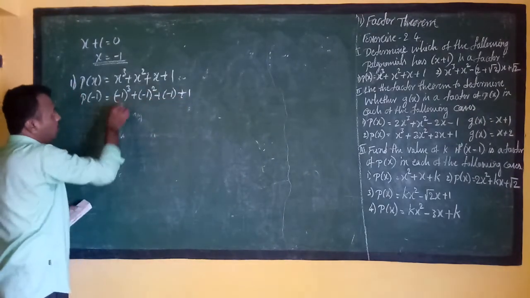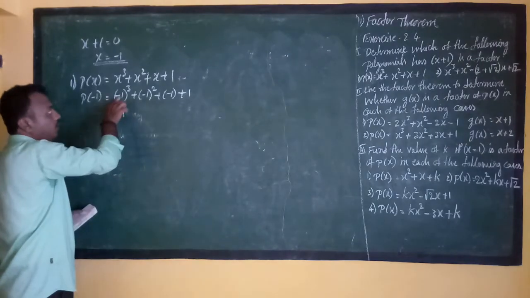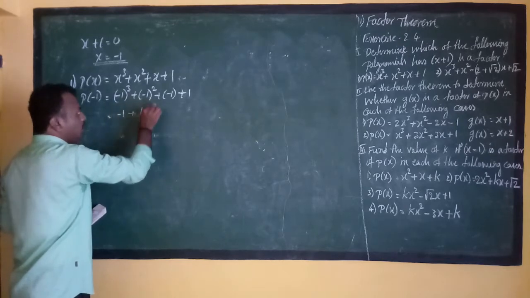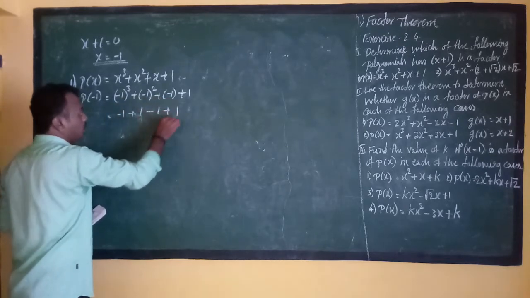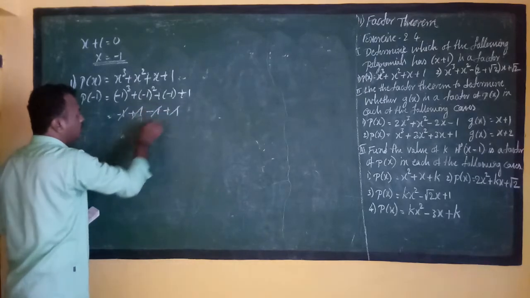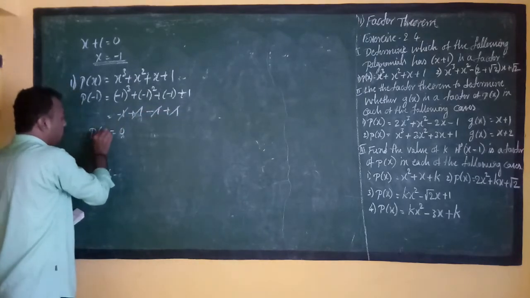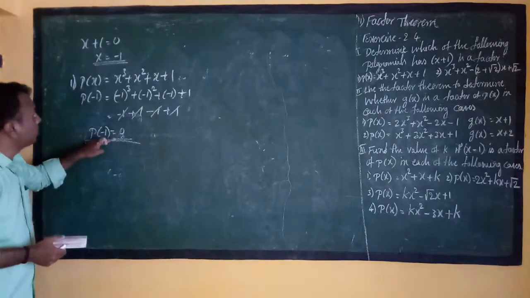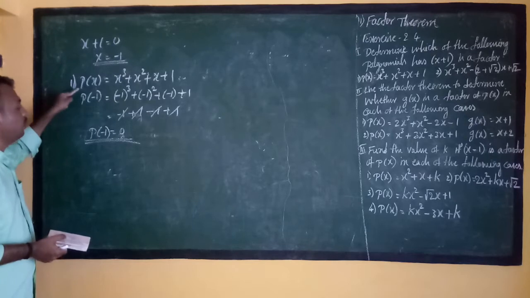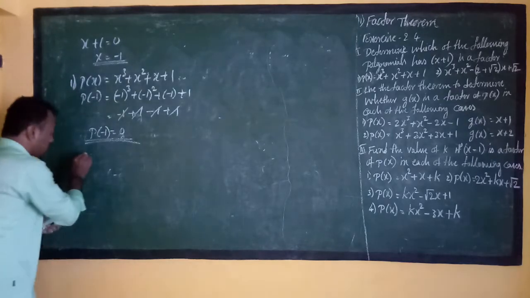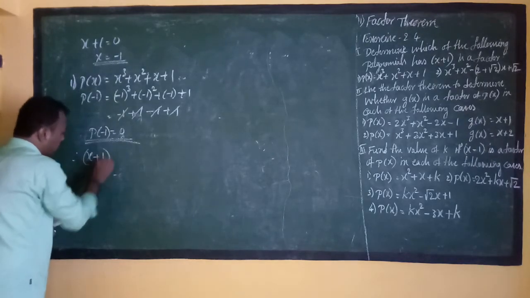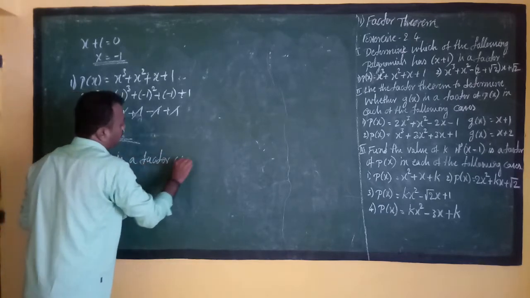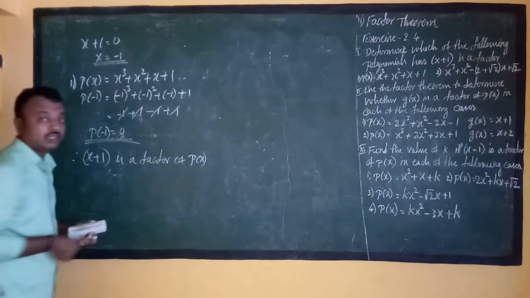Yes students, minus 1 whole cube means minus 1, because here negative, here odd number, so it becomes negative 1. Minus 1 whole square means plus 1, plus into minus 1 plus 1. So here minus 1 plus 1, minus 1 plus 1, it becomes 0. Therefore p of minus 1 becomes 0. When p of minus 1 becomes 0, therefore x plus 1 is a factor of p of x. Understand students?